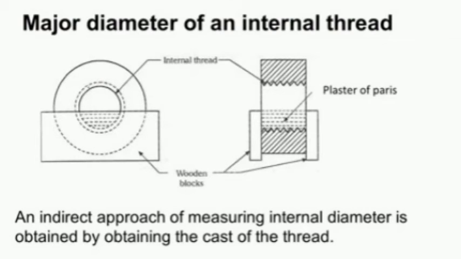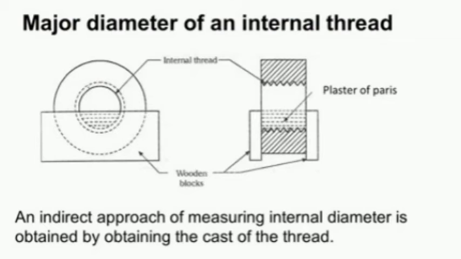Now let us understand how we measure the major diameter of an internal thread and the minor diameter of an internal thread. The minor diameter of an internal thread can be measured by using taper parallels and also by rollers.